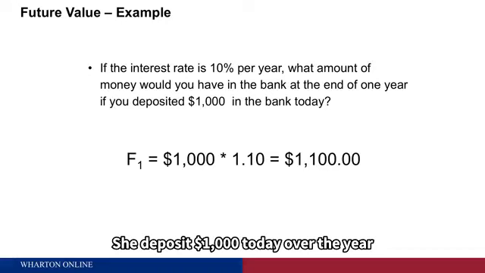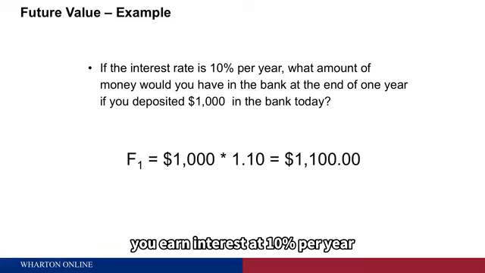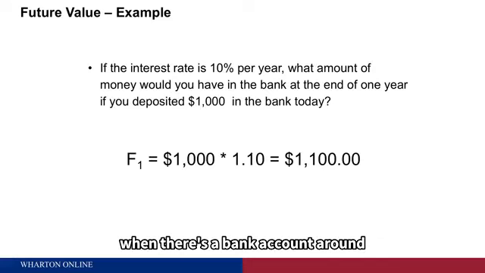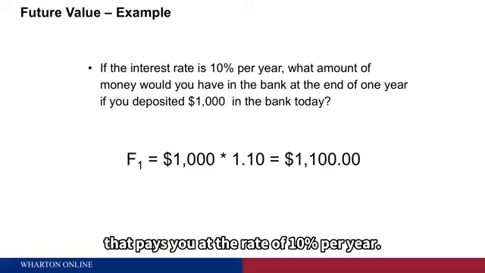Right? So you deposit $1,000 today. Over the year, you earn interest at 10% per year. And at the end of the year, you have $1,100. So that is the future value of that $1,000 a year from today when there's a bank account that pays you at the rate of 10% per year.